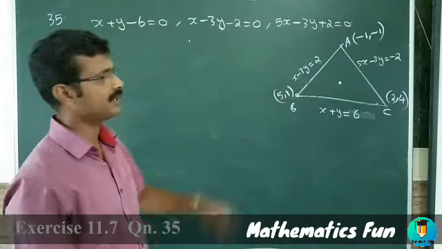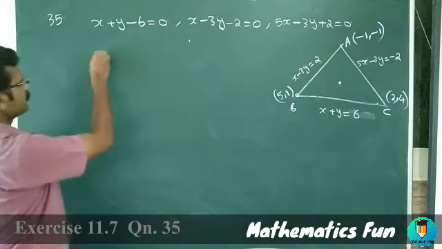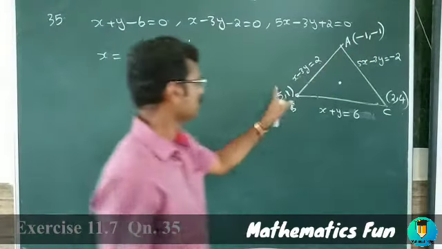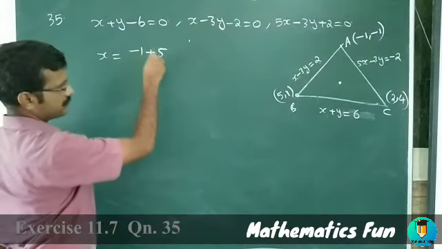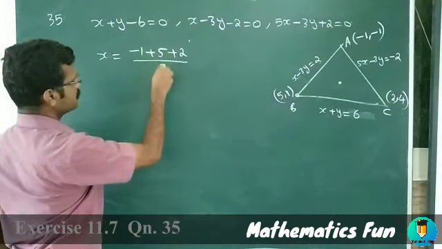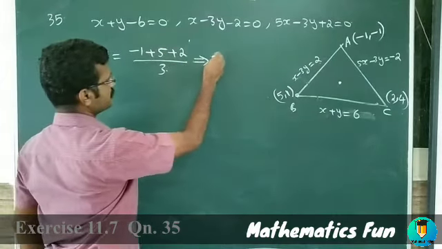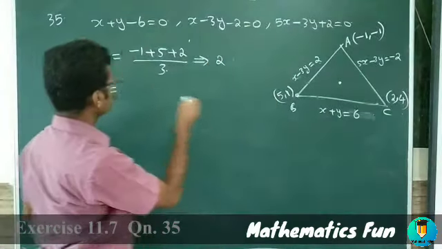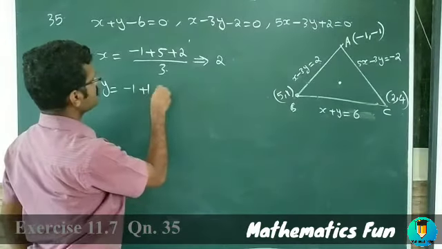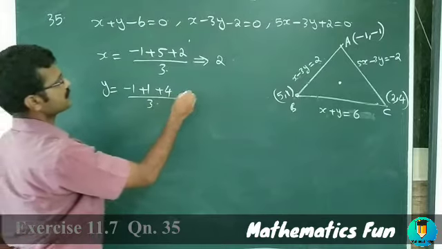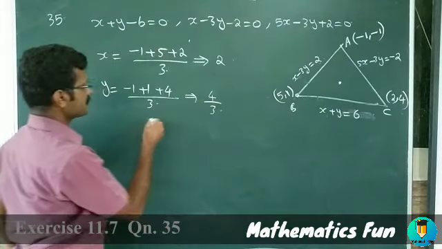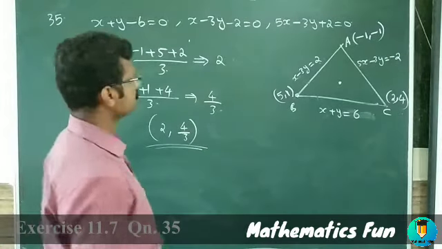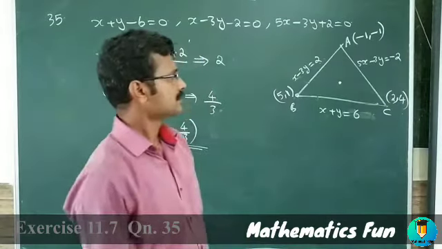Centroid means we know the formula. The centroid formula, x is equal to x1 plus x2 plus x3 by 3. If I apply that, -1 plus 5 plus 2 by 3. It is 6 by 3. 6 by 3 is, we know, 2. And then y. Again we go for -1 plus 1 plus 4 by 3. So it is 4 by 3. Actually the centroid is (2, 4 by 3). This is the centroid.